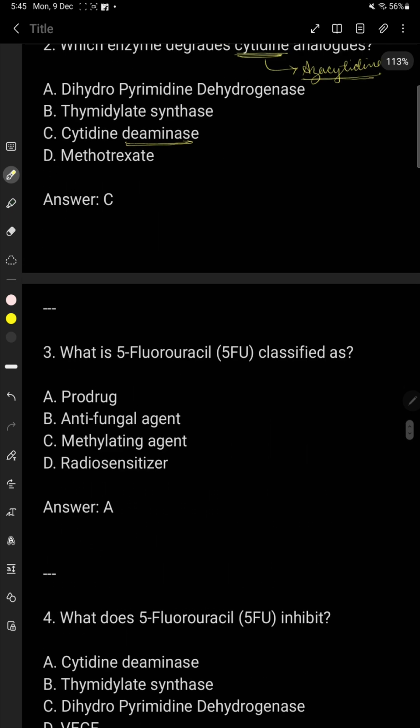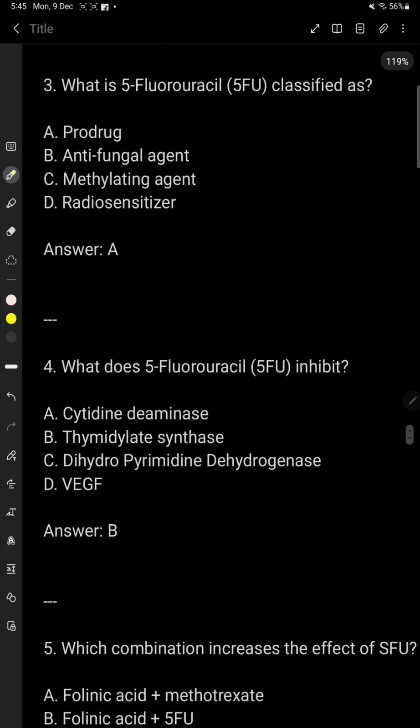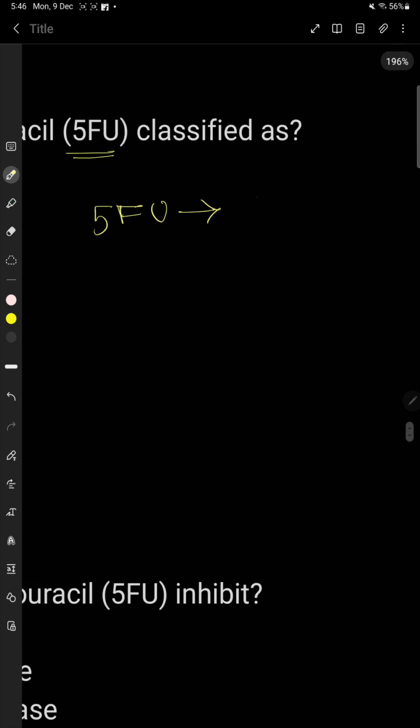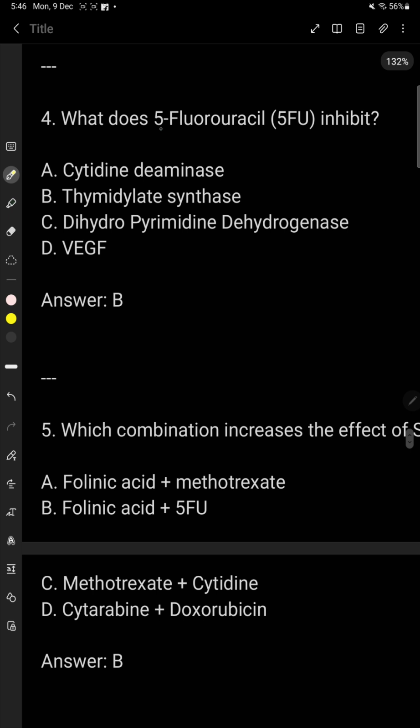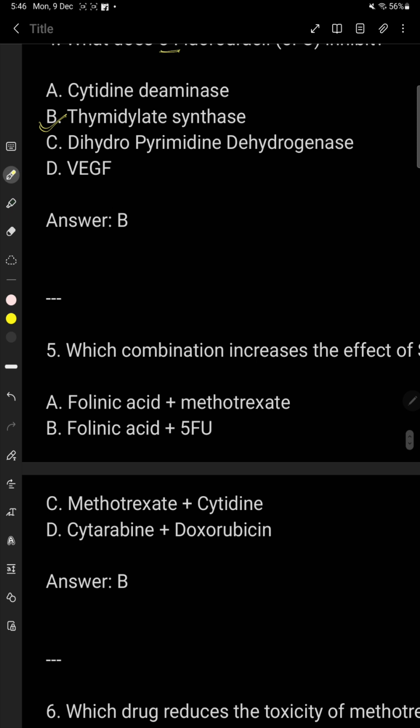What is 5-fluorouracil classified as? 5-fluorouracil is a prodrug. When it enters the cell, it gets converted into 5-fluorodeoxyuridine monophosphate. So 5-FU is a prodrug. What does 5-fluorouracil inhibit? It inhibits thymidylate synthase.